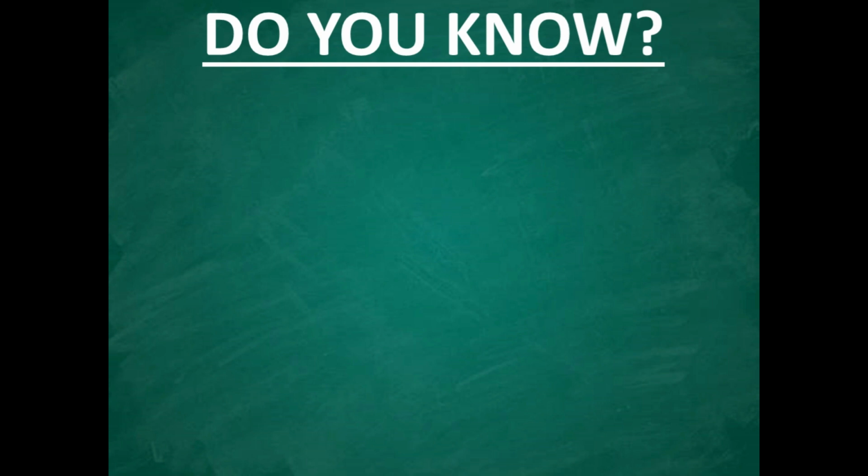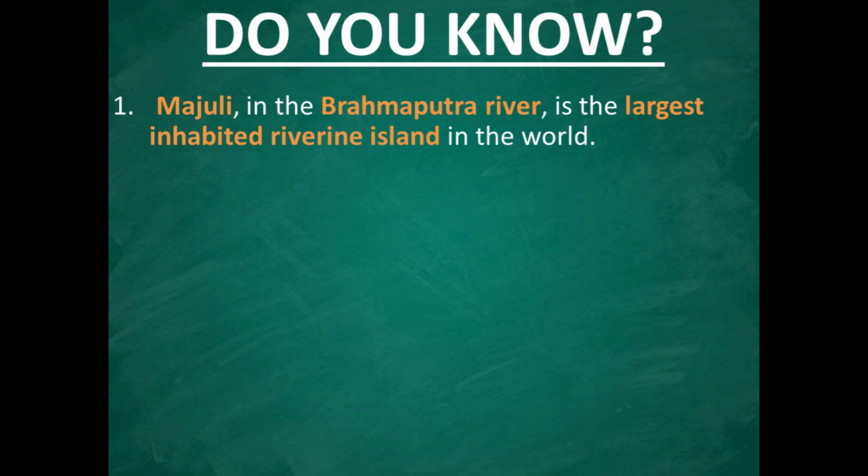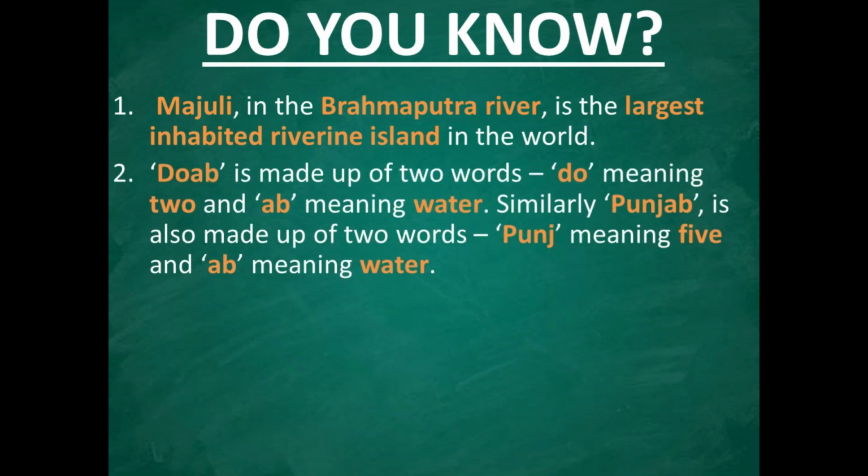Here we are moving on with Do you know? Majuli in the Brahmaputra river is the largest inhabited riverine island in the world. Doab is made up of two words, do, meaning two, and ab, meaning water. Similarly, Punjab is also made up of two words, punch and ab. The word punch means 5 and ab means water.